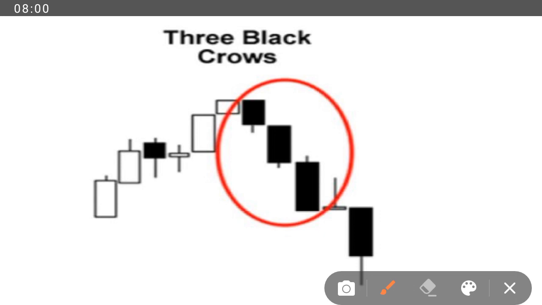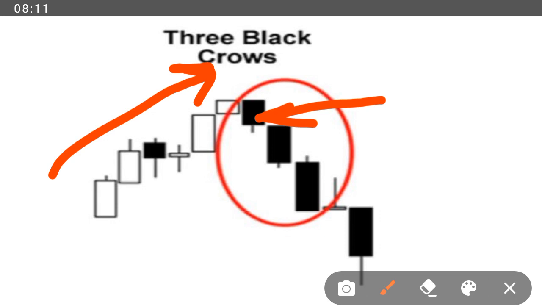Before that, there was an uptrend, and it got to a resistance, and this happened. A bearish candle occurred and engulfed the bullish candle.